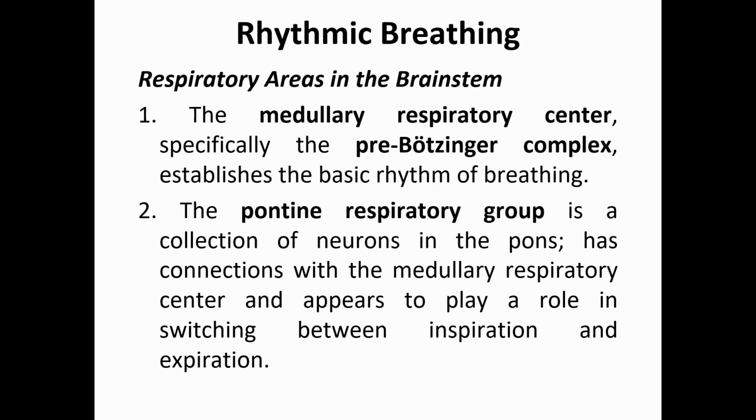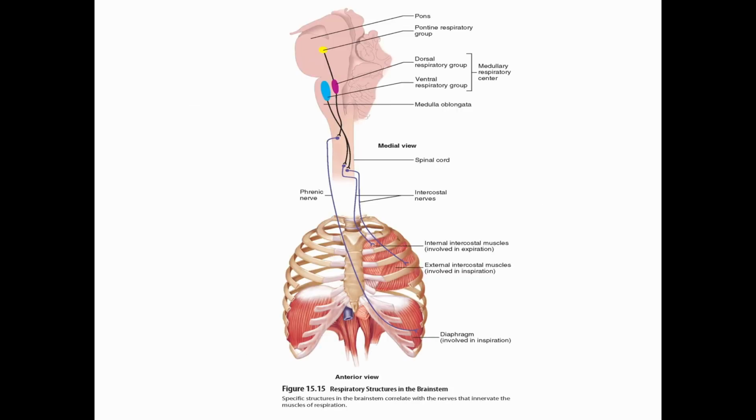Okay, so respiratory areas in the brainstem: the medullary respiratory center, specifically our pre-Botzinger complex, establishes the rhythm of breathing. The pontine respiratory group is a collection of neurons in the pons and has connections with the medullary respiratory center and appears to play a role in switching between inspiration and expiration. These are the different parts of your brain that control breathing.